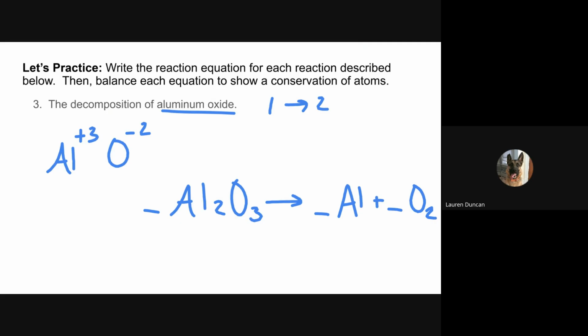So to balance this, we got to get everything sorted. There are 2 oxygens on the right and 3 on the left. So you go like, what's the least common multiple of 2 and 3, which is 6. So I'll make 6 on both sides by putting a 2 here and a 3 here. To fix the aluminums, I now have 2 times 2, 4 on the left. So I'll put a coefficient of 4 on the right to balance it out.